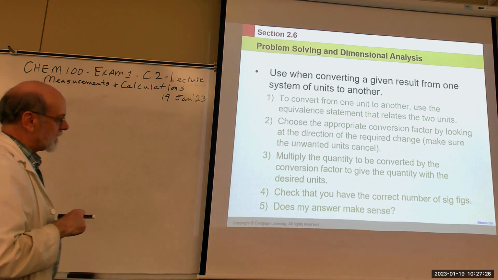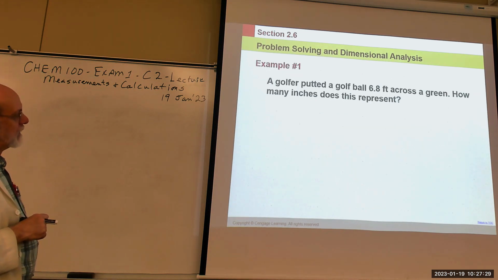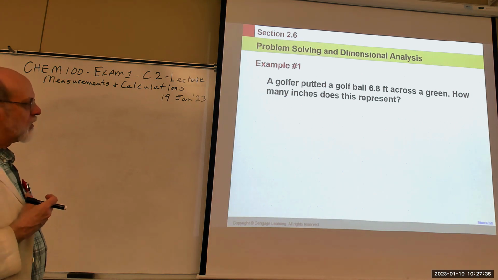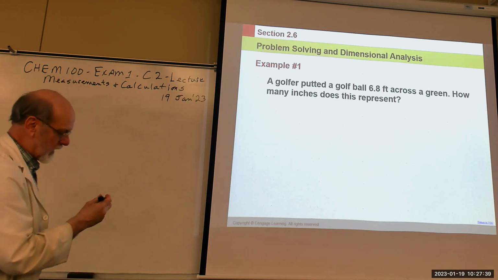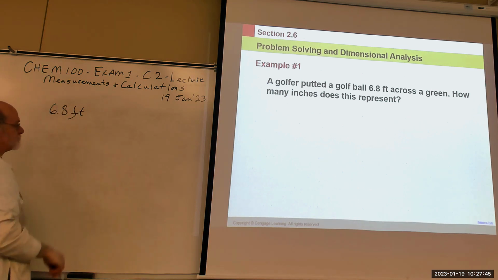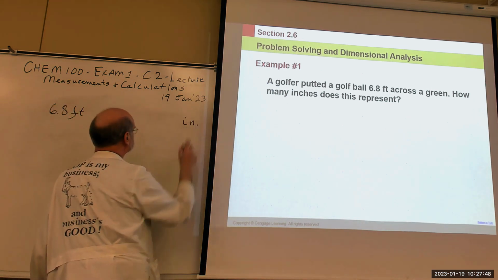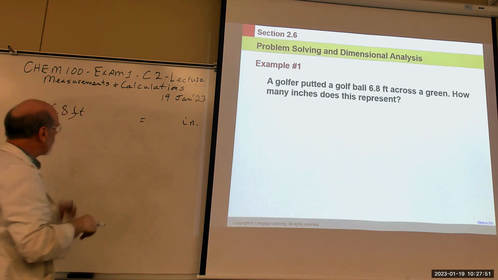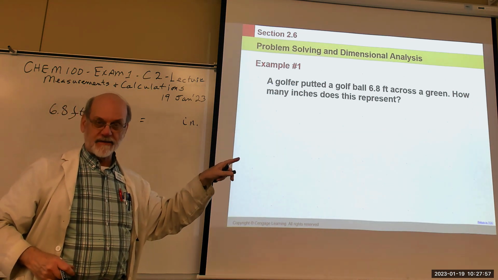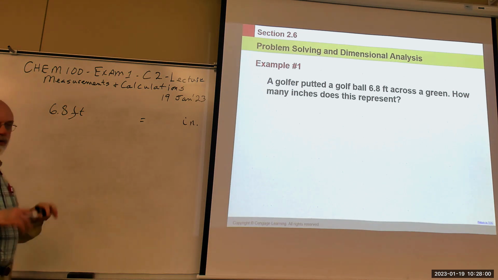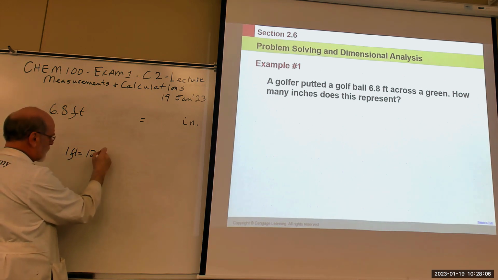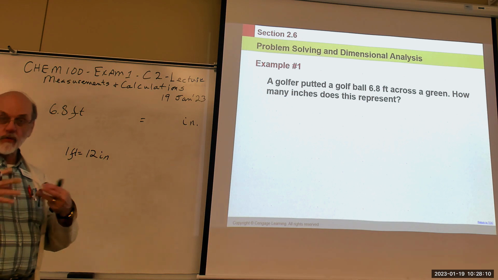Okay, so let's say we have a golfer puts a ball 6.8 feet across a green. How many inches does this represent? Okay, we're given 6.8 feet. We want to know how many inches is that. All right, we need a conversion factor, something we can multiply by that number that will give us inches. Okay, so our equivalence is 1 foot equals 12 inches. Okay, that's our equivalence.